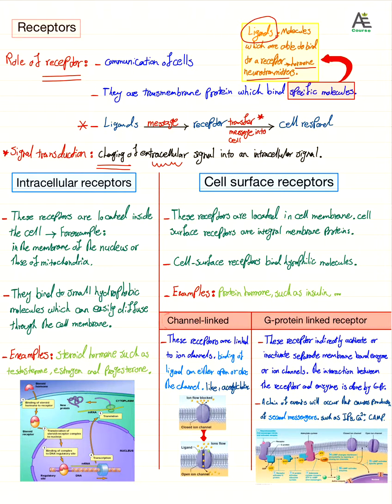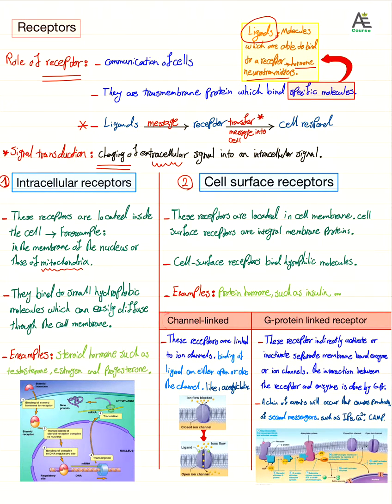Then our receptors, based on their location, are divided into two types. The first one is intracellular receptors, the other one is cell surface receptors. I will discuss these types very briefly and just mention the important parts about them. First of all, what are intracellular receptors? Intracellular receptors are those receptors which are located inside of the cell. They can be located on the nucleus membrane or in the cytoplasm, or also they can be in the membrane of other organelles as well, such as mitochondria.